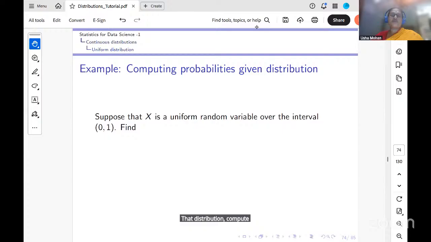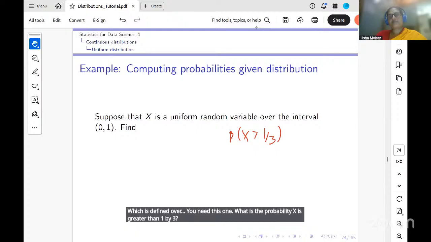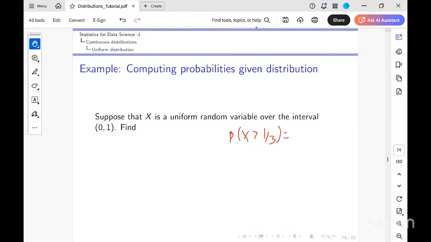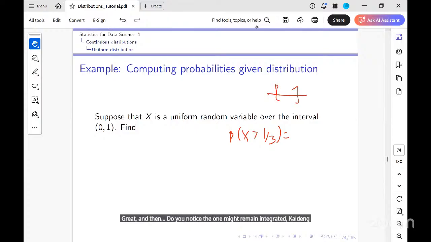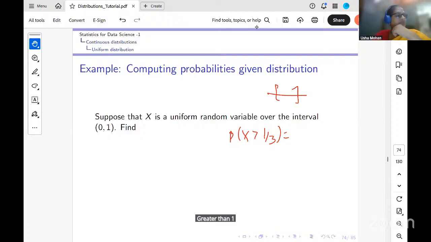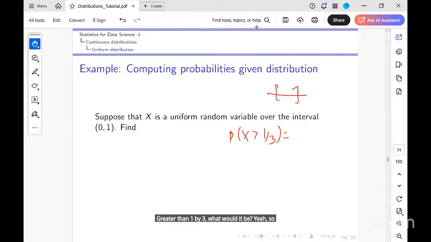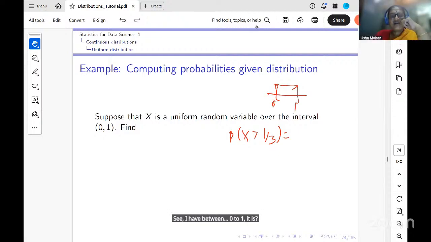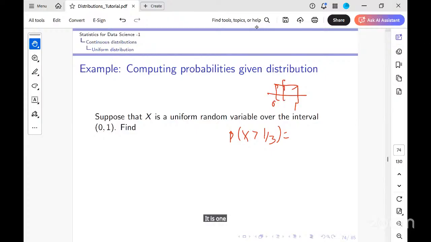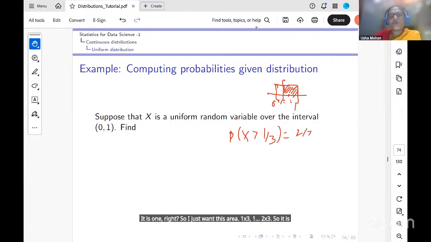Now, one of the things that you would be asked to do is, given the distribution, compute the probability. Suppose I have x as a uniform random variable defined over 0 to 1. What is the probability x is greater than 1 by 3? I just want this area between 1 by 3 and 1. It is 1 minus 1 by 3, so it is just going to be 2 by 3.